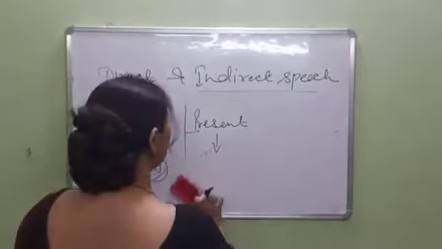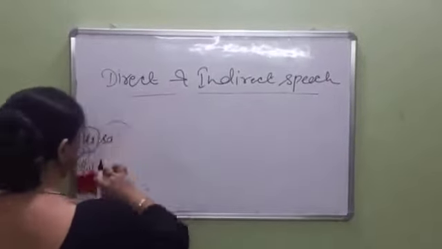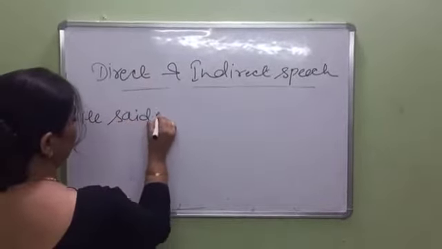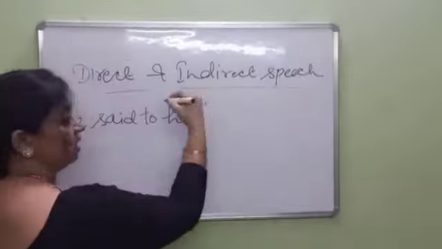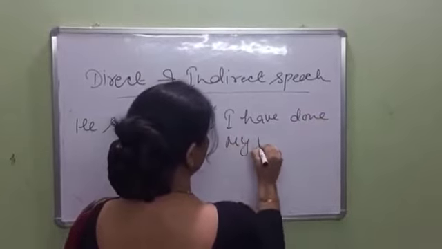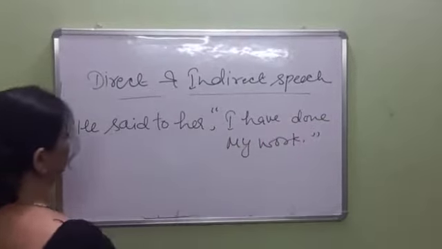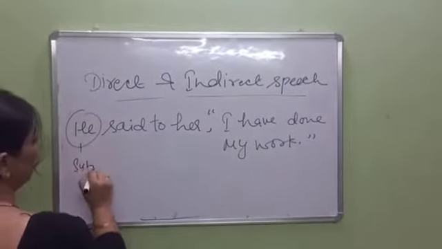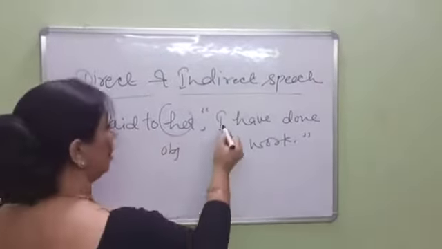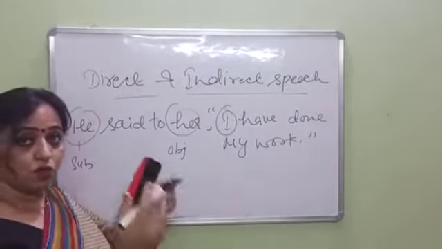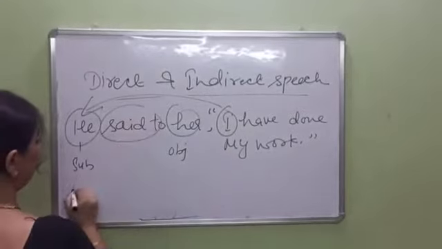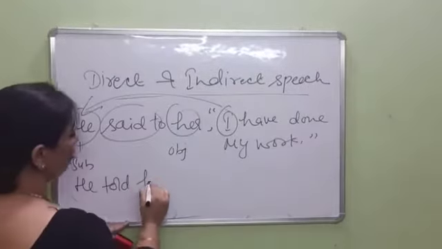Okay, so when you are changing, I'm just taking one sentence for the things which we have learned right now. He said to her, "I have done my work." Okay, this is the statement. Now listen. What is the subject here? He. What is the object? Her. Clear? So what I told you, the change of person: I is first person. So first person changes into subject. What will it become? He. So "he said to" will become, as a normal statement, "he told her."